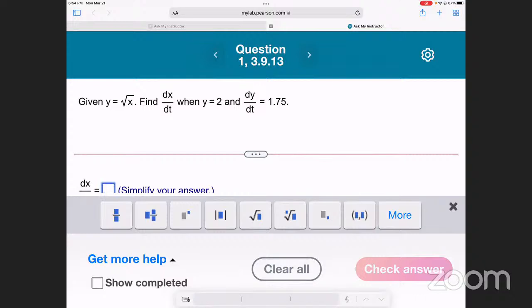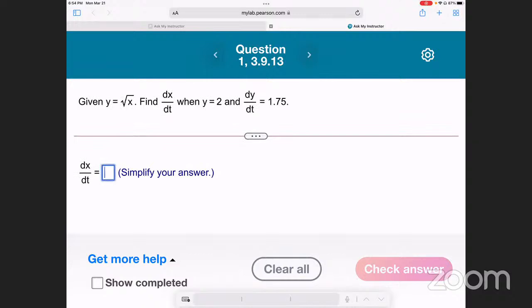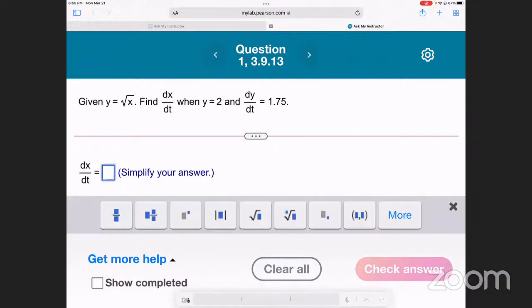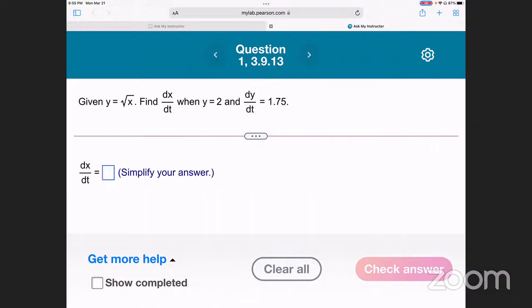Why are you not responding? Let's go like this. Hang on, I gotta get my keyboard working. I don't know. This thing is always kind of tricky anyway. No? Okay, maybe I can use this. 7.